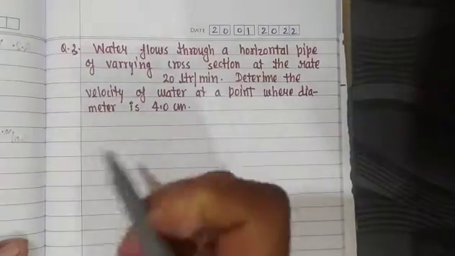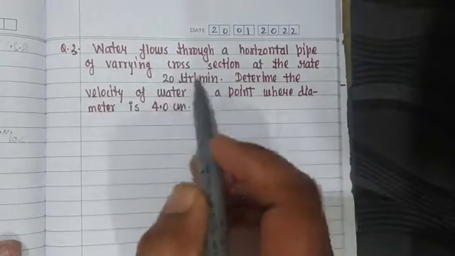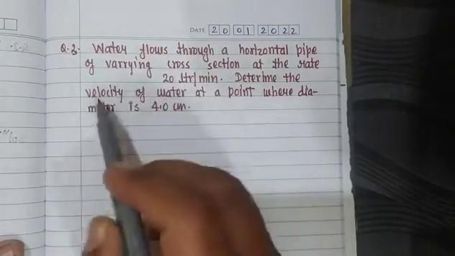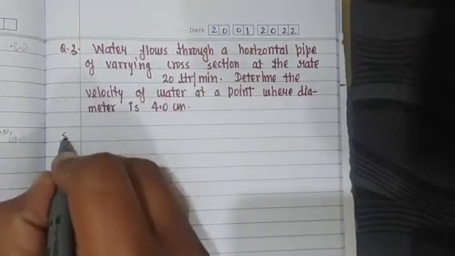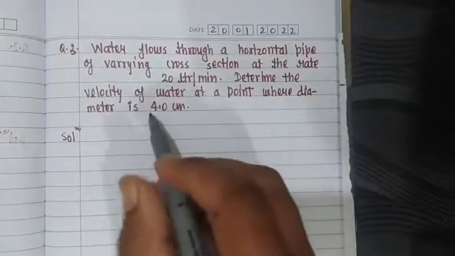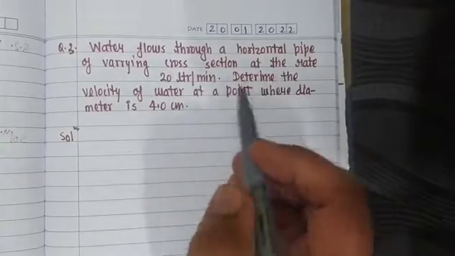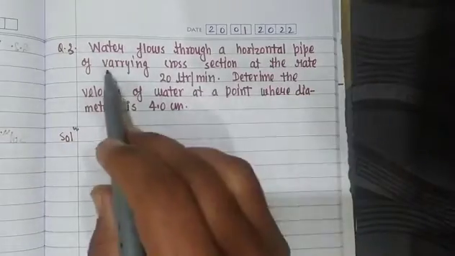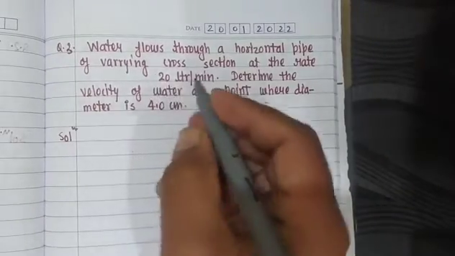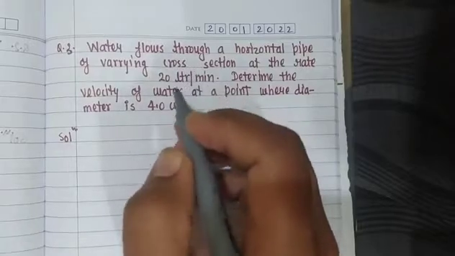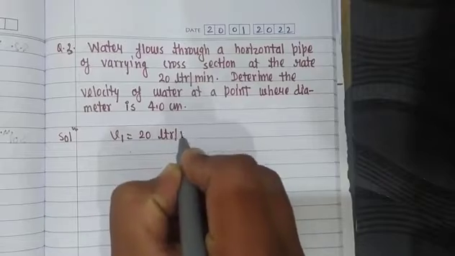Now the third question is, water flows through a horizontal pipe of varying cross section at the rate of 20 liter per minute. Determine the velocity of water at a point where the diameter is 4 centimeter. So again we have to find the velocity of ejection. In this case, water flows through a horizontal pipe of varying cross section at the rate of 20 liter per minute. So this is the speed with which the liquid gets inside. So V1 is 20 liter per minute.